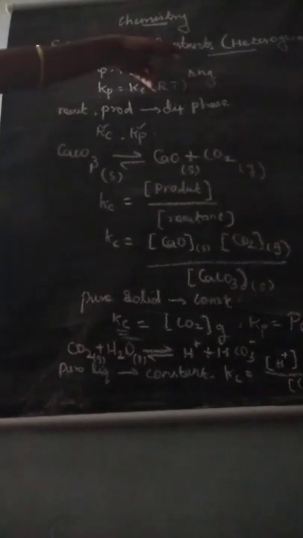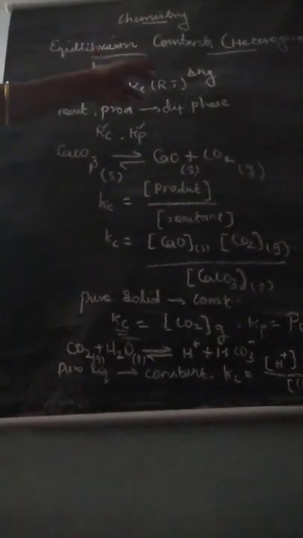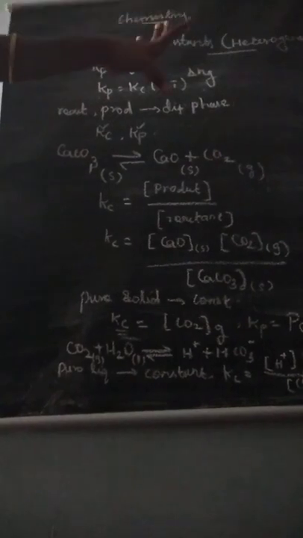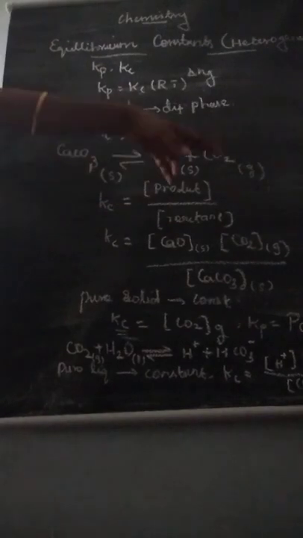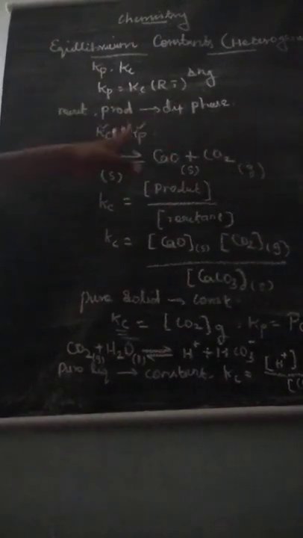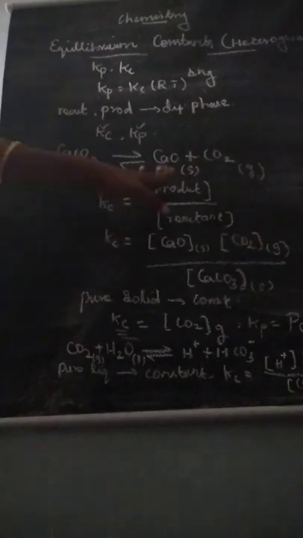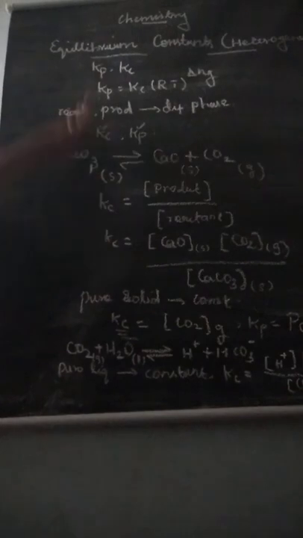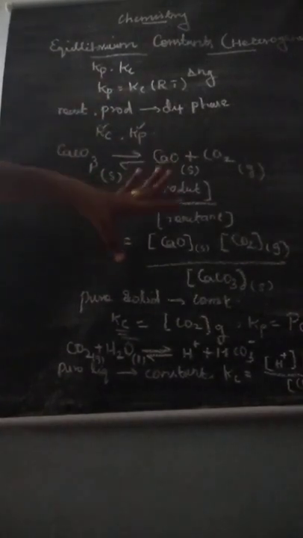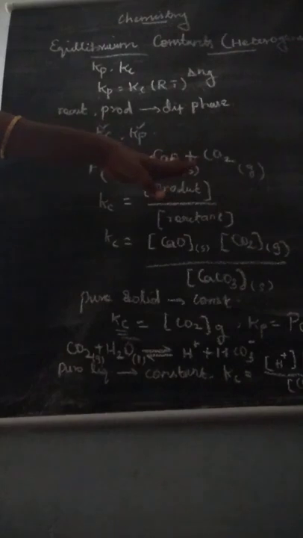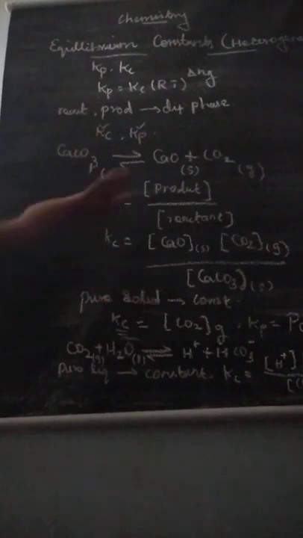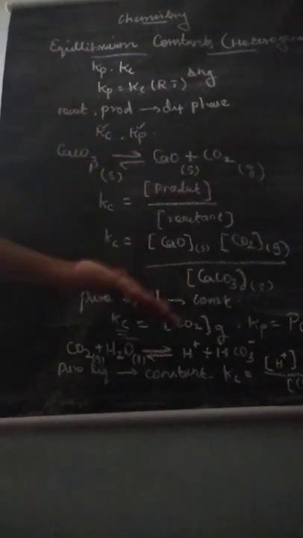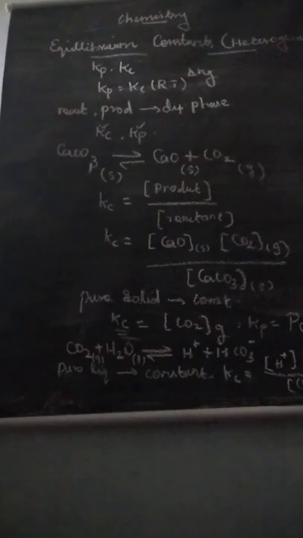Listen one more time. Your topic is to calculate the equilibrium constants Kp and Kc for heterogeneous equilibrium reaction. Consider a heterogeneous reaction: calcium carbonate gives calcium oxide and carbon dioxide. First write the Kc formula. Kc means concentration of product divided by concentration of reactant. In this reaction, the concentration of pure solid remains constant. In the same way, consider another example where the concentration of pure liquid remains constant, and write the formula for Kc and Kp. Understand this?